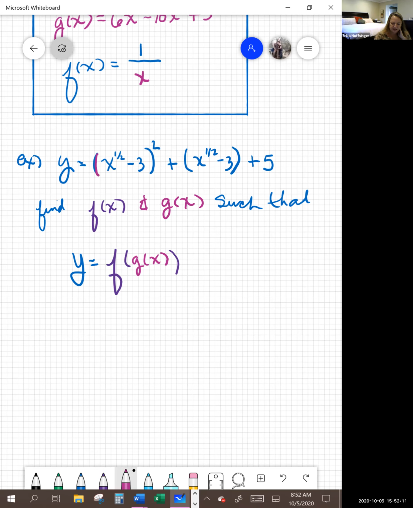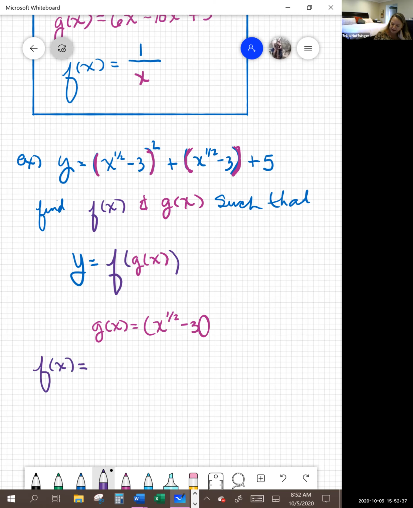Well, if you see any expression repeating itself, that's a clue that that should be what your inner function is. And so our g of x should be just the x to the 1/2 minus 3. And then that would tell us our f of x function.